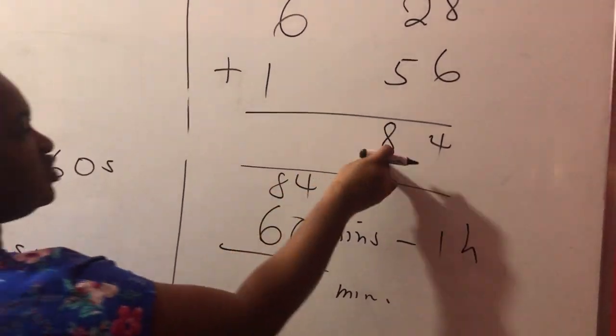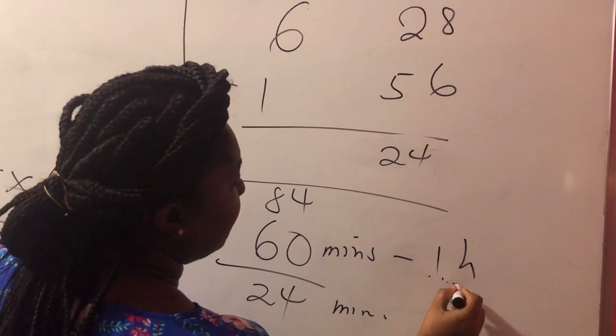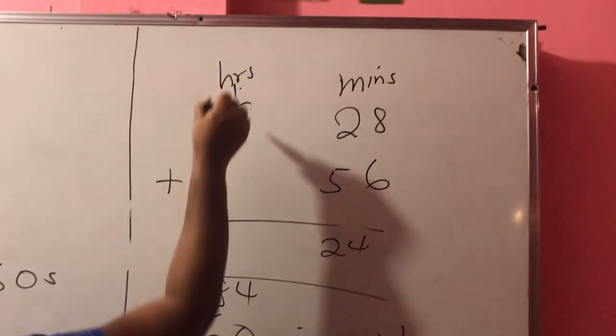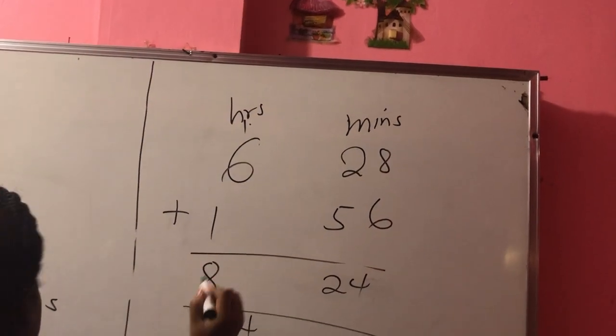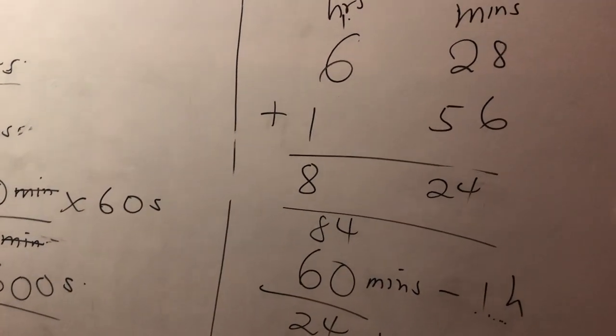So you carry the 24 here. It's the 24 that you leave here. Then how many hours are we carrying here? 1 hour. So we have 7 and 1, which is 8. So 8 hours, 24 minutes. Okay, so because of time, we are going to end here.